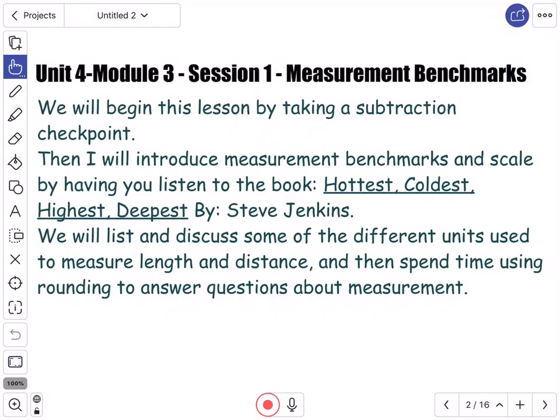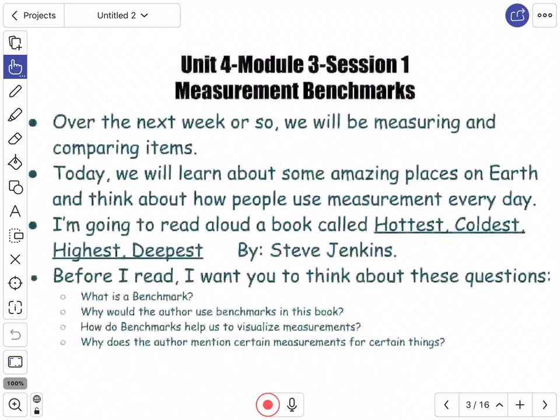So we will begin this lesson by taking a subtraction checkpoint, which you've actually already done, and then I'm going to introduce the measurement benchmarks and scale by having you listen to the book Hottest, Coldest, Highest, Deepest by Steve Jenkins. And then we will list and discuss some of the different units used to measure length and distance, and then spend time using rounding to answer questions about measurements.